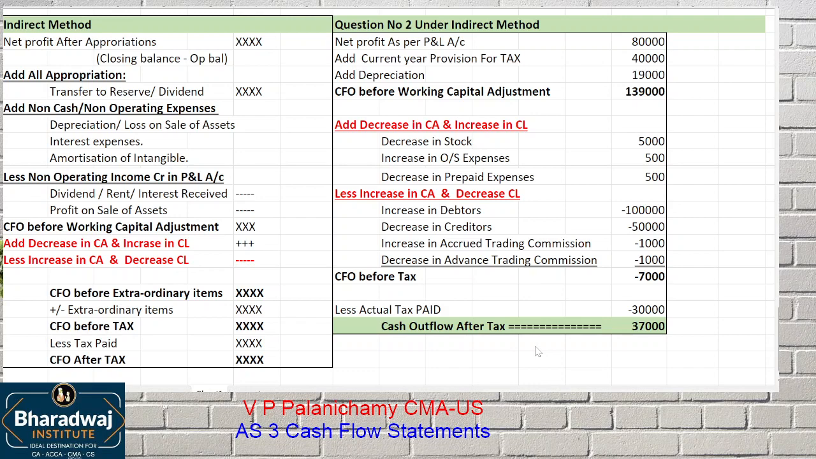In the next session also we will practice strongly on which method? Indirect method. Because if you are correct in the first part, what is the first part? Operating activity. You will never go wrong in the second and third parts. So for the first part, we have to practice 3 or 4 questions separately. Which activity? Operating activity only.